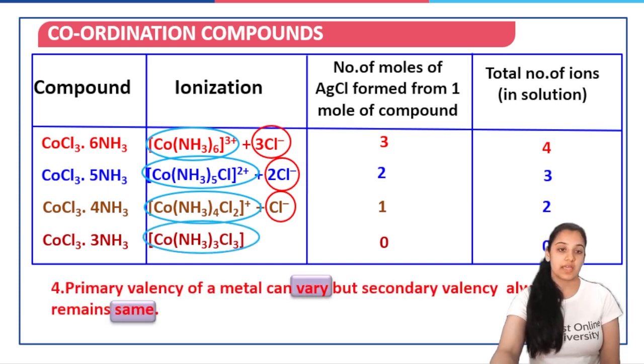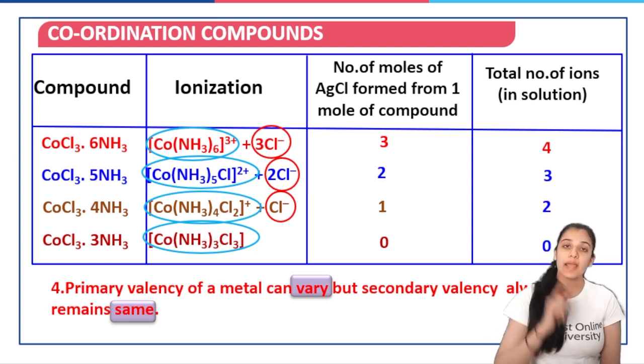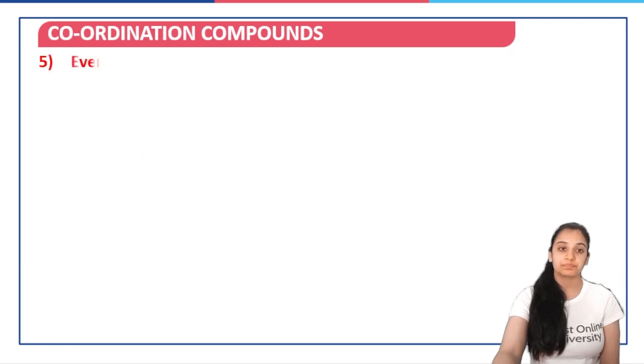What do we observe is that the primary valency of a metal can vary. Okay, here primary valency is 3, here it's 2, here it's 1. But the secondary valency, that is the coordination number, that is the number of ligands to which it is attached, that is 6 here, 5 plus 1, 6 here, 4 plus 2, 6 here, 3 plus 3, 6 here. So the primary valency can vary, but the secondary valency remains the same.